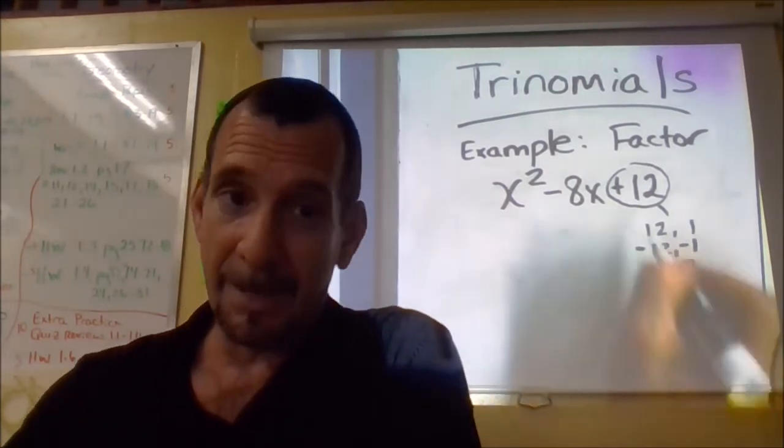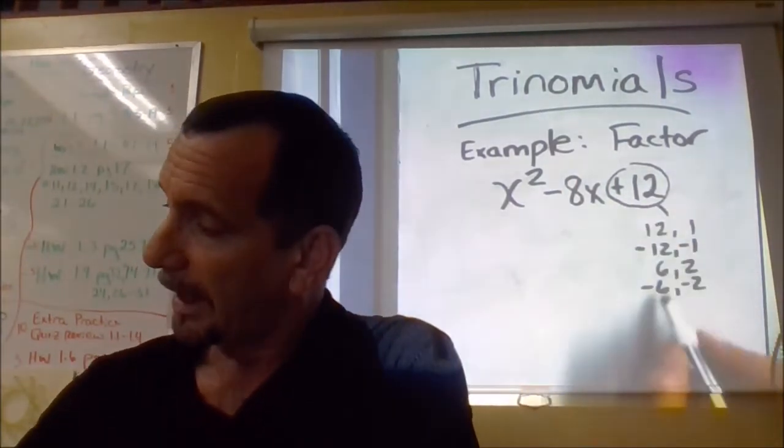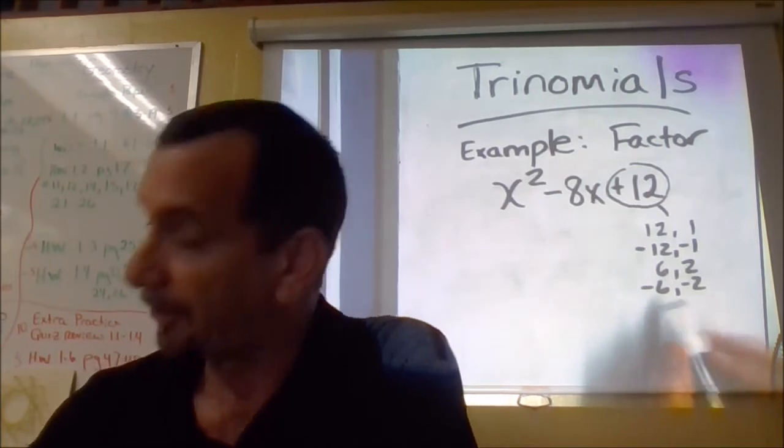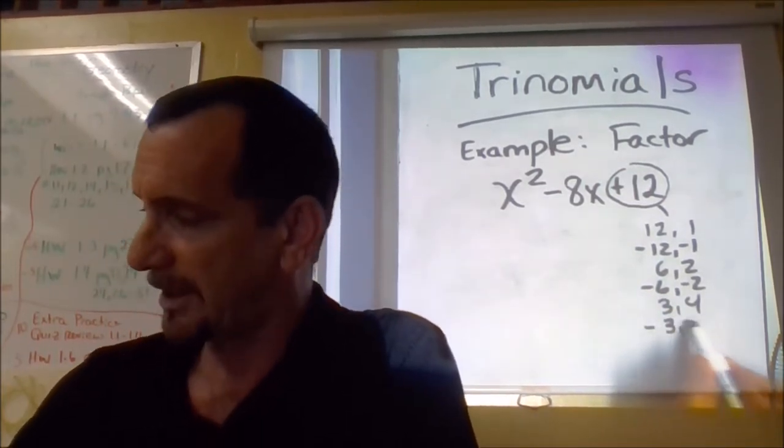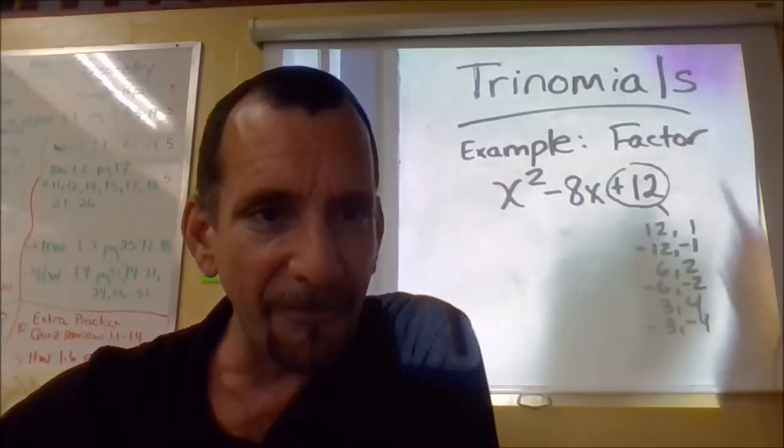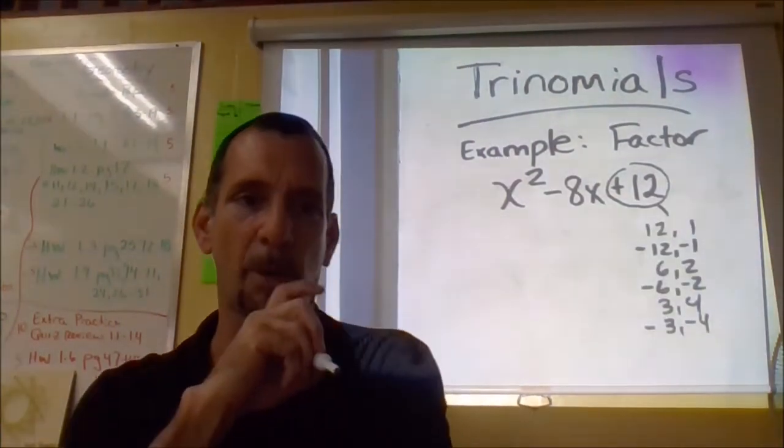And it's important to make sure you get those negatives. And what about another one? 3 times 4. Those are all the factors, and then a negative 3 times a negative 4. Those are all the factors of positive 12.